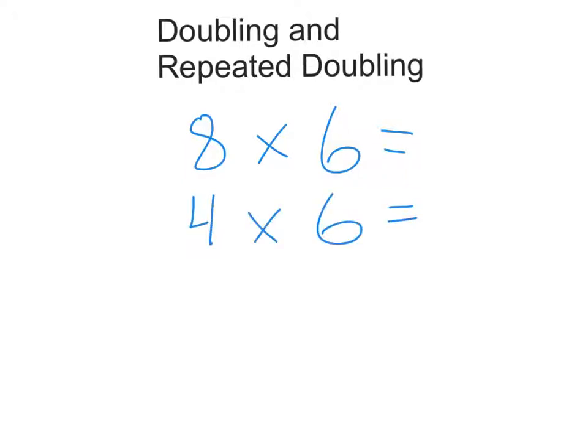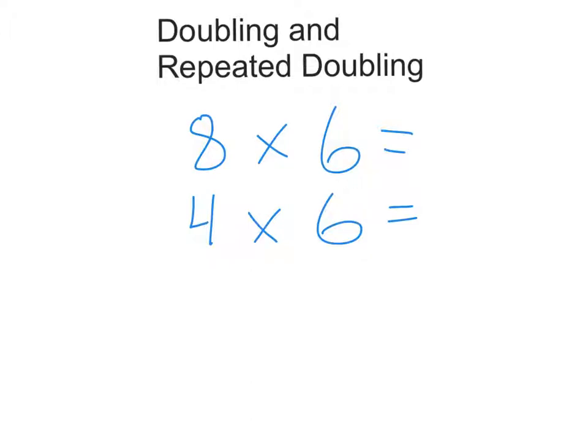Here's another example of doubling and repeated doubling. Let's take 8 times 6. Well, I'm not sure what that is, so I'm going to cut one of those factors in half. I'm going to cut the 8 in half. Half of 8 is 4. So now I have 4 times 6.